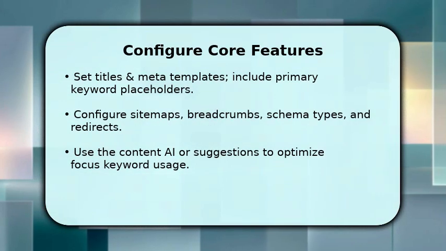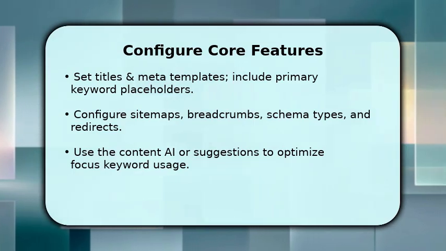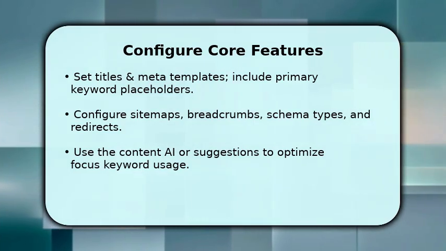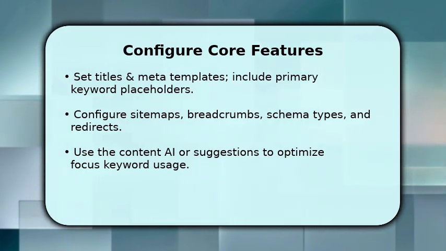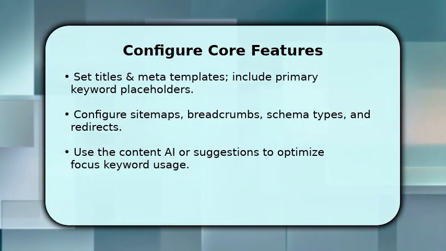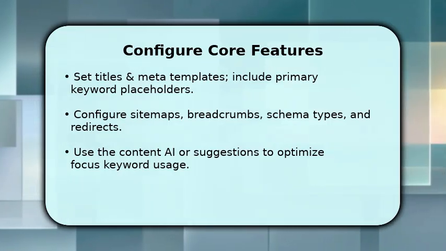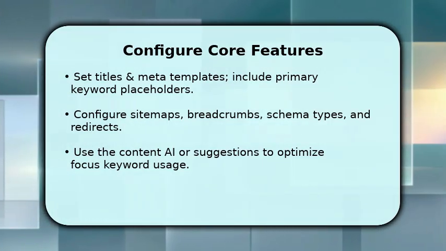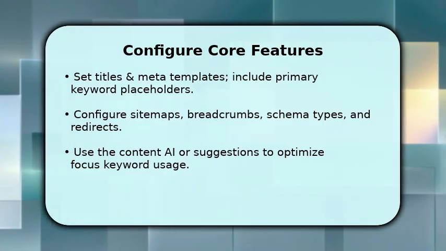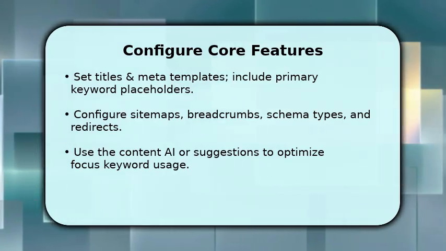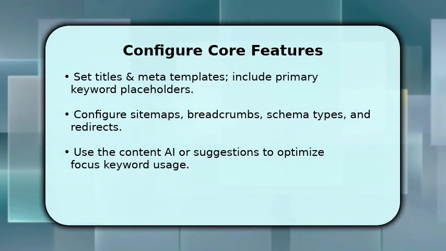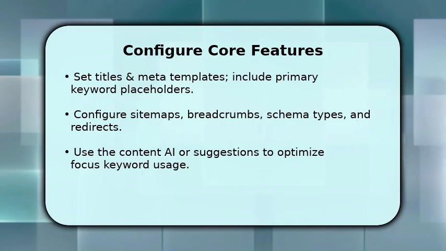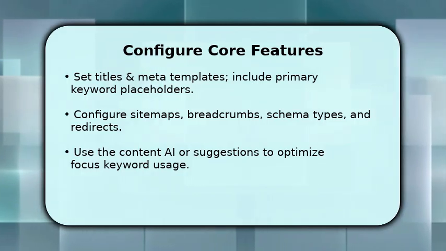Now configure Rank Math's core features to control how search engines see your site. Set global title and meta templates using placeholders so each post auto-generates SEO-friendly tags, and define schema types per content type to improve rich results. Adjust sitemap settings and enable breadcrumbs for better indexing and UX. Then configure redirects and 404 monitoring to catch broken links. Make sure to use Rank Math suggestions or Content AI to refine focus, keyword placement, and readability on each page.